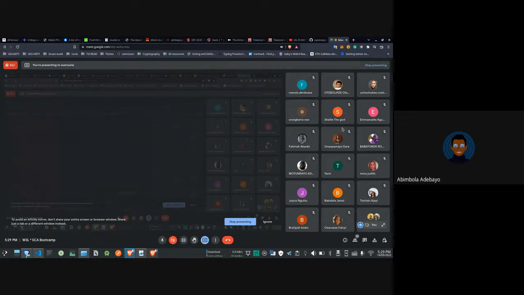What's the difference between an Ethereum address and a private key? Anybody?